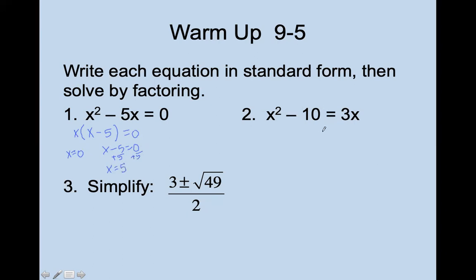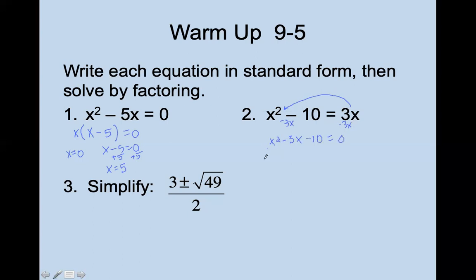All right, this one, in order to get it in standard form, I've got x squared and a constant, but this x term needs to be right over here in between. So when I move this to the other side, I'm going to be subtracting 3x. So standard form for this quadratic would look like x squared minus 3x minus 10 equals 0. 3x minus 3x is 0.